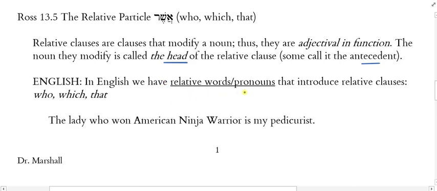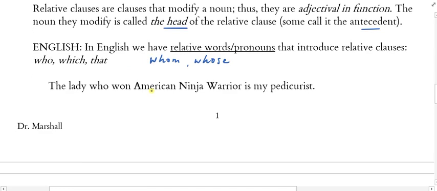In English, we have relative words or relative pronouns that introduce relative clauses. The relative words that we use are who and forms of who, like whom and whose also. Those are also just different forms of the relative pronoun who. We use which and we use that. So who, which, or that clauses are typically relative clauses in English. So let's take a look at some examples here. And we'll identify the head, the relative clause, and relative pronoun.